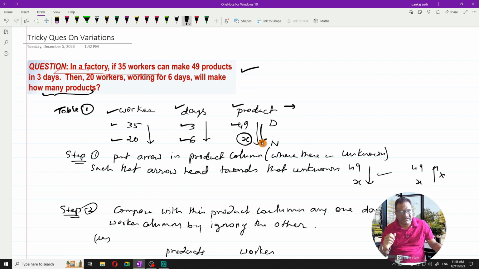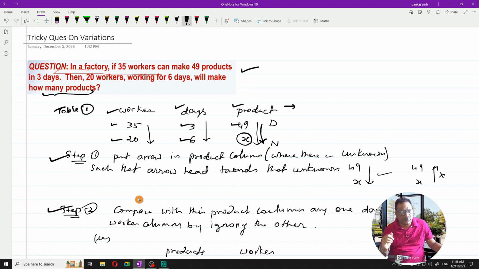Now once this table has been prepared, step number one is to put an arrow in the product column where there is an unknown. This step number one I have already explained. You have to put the arrow in the product column, and the arrow should be heading towards the unknown, as I did in this product column, from 49 to X. So that was step number 1, which I already explained.